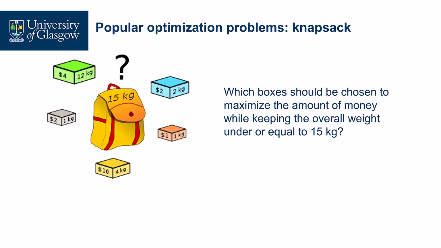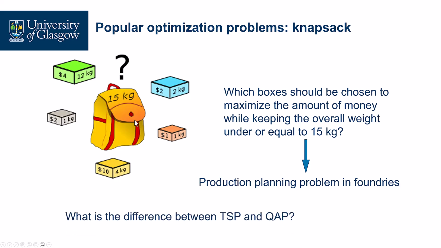This problem, we call it the knapsack problem. This is also a famous problem and has many applications. So for example, if in the future you are a microelectronic engineer and you work in a foundry, you will often meet the product planning problem in foundries. So you can suggest to the foundry the best plan for production planning, right? So a question is, what is the difference between the TSP and QAP compared to the knapsack problem?